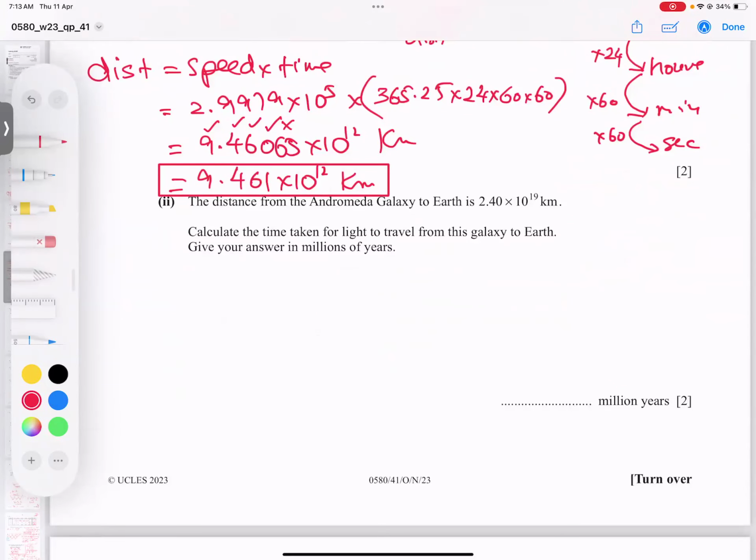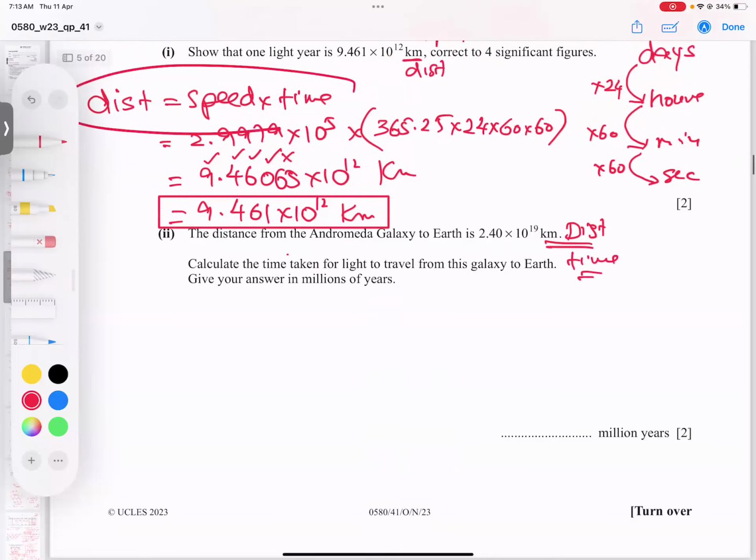Okay. Distance, again, is given. So just write a small, right word, distance. Okay. And time calculation we have to do. So make sure time is our question mark. And you know this formula, students, if I need time, speed will go down. So the time formula is very, very clear. We have distance divided by speed.